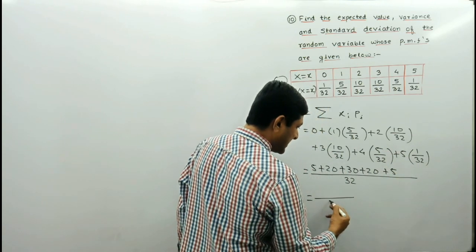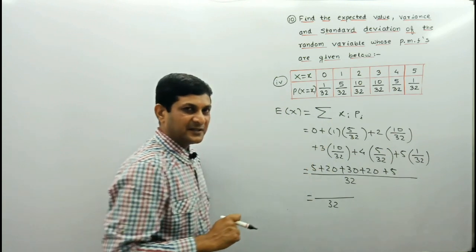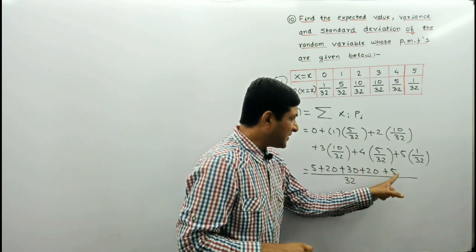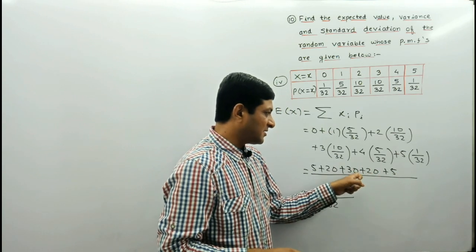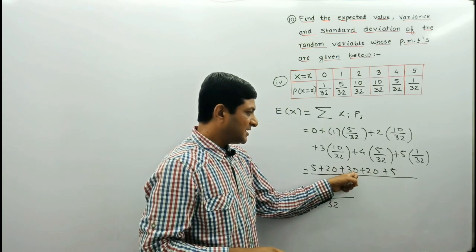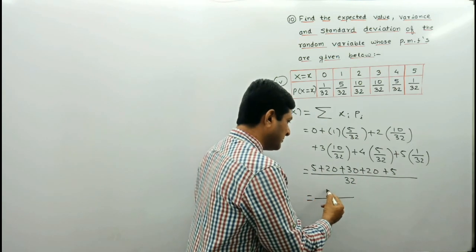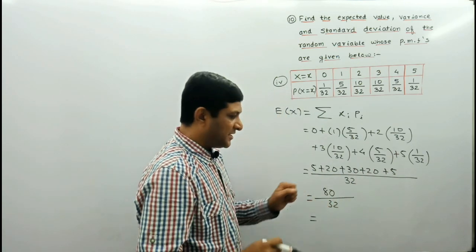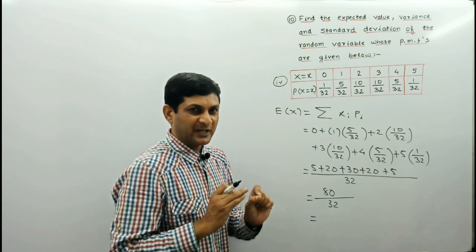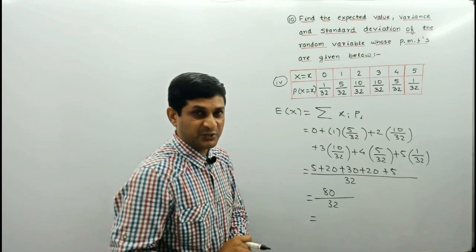Let us see what we are getting in the numerator if we are taking the addition. So 5 plus 5 will be equal to 10, 10 plus 20 is 30, 30 plus 30 is 60, 60 plus 20 will be equal to 80. Here we can easily observe that both the numbers are divisible by what? Here we can observe that both the numbers are divisible by 16.